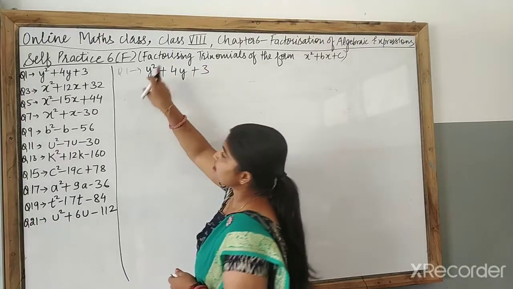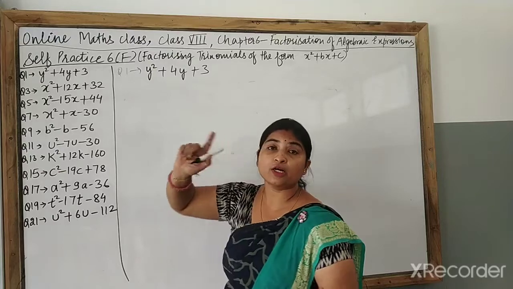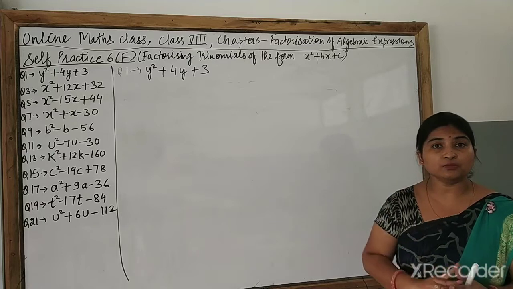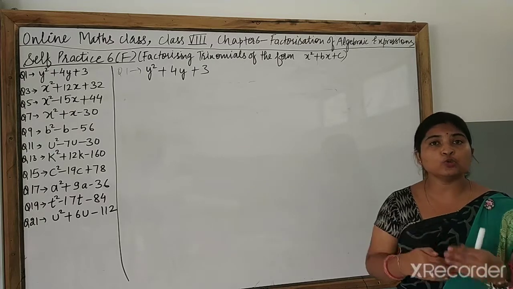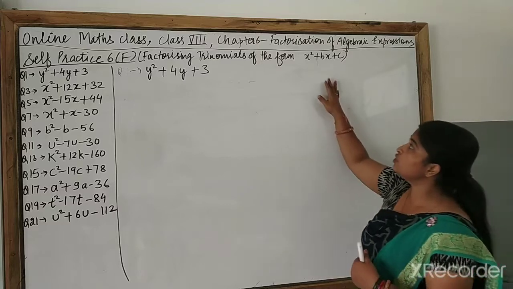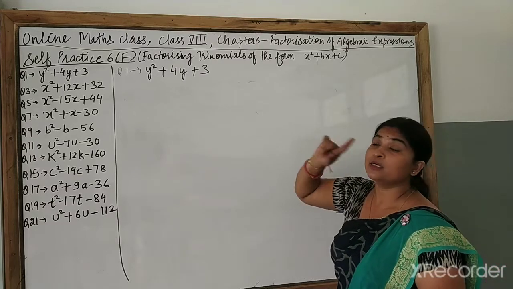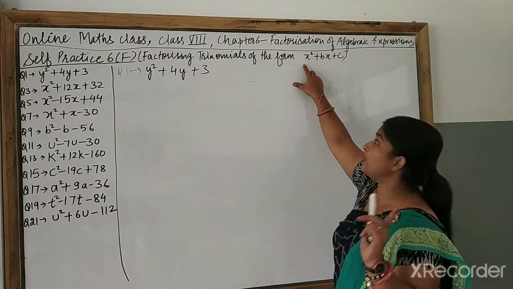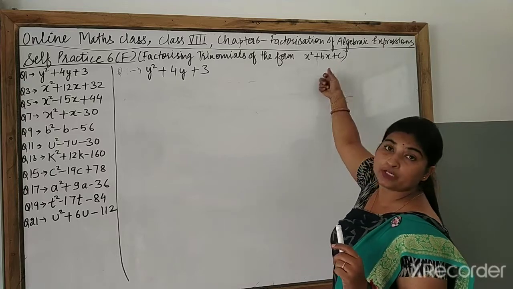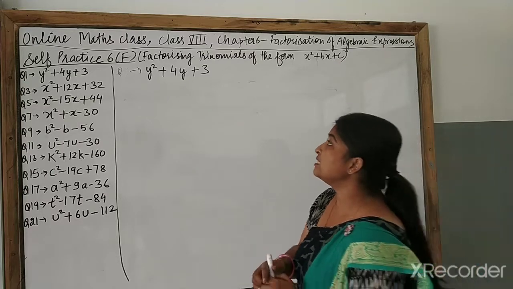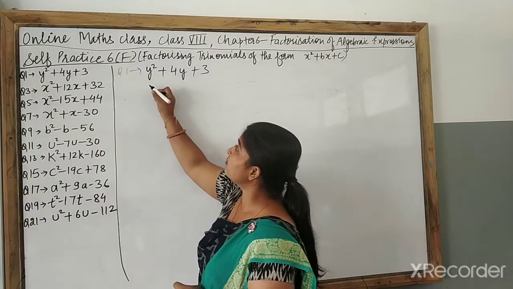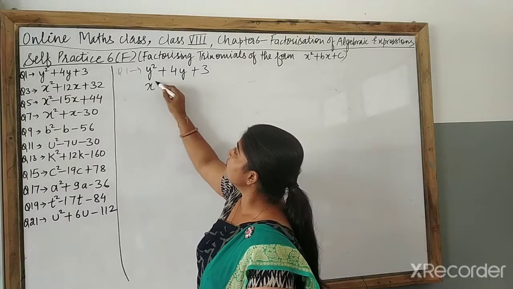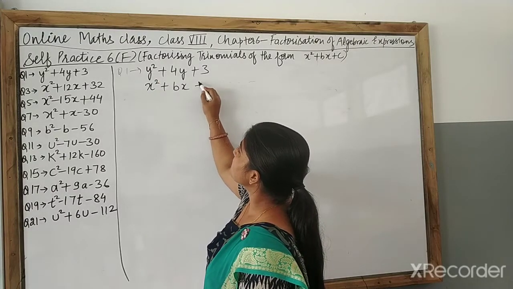The first term is a perfect square, but the last number is not a perfect square. So whenever there are three terms and you are not able to use any identity, in that case we will do the factorization by this method. The standard form will be x square, so x will have coefficient 1, plus bx plus c. So what is the rule? The rule is you will compare it with the standard form, x square plus bx plus c.